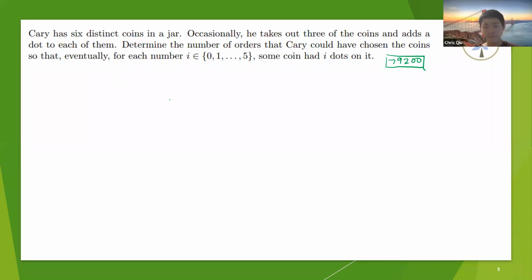And in fact, there's 6 factorial ways to permute this, because it's also possible that, say, the first coin has 4 dots on it, the second coin has 2 dots on it, for example. And so this is just giving order to these coins that we're considering. So there's 6 factorial or 720 ways to permute the coins, so that the first coin has 0 dots, the second coin has 1 dot, and so on and so forth.